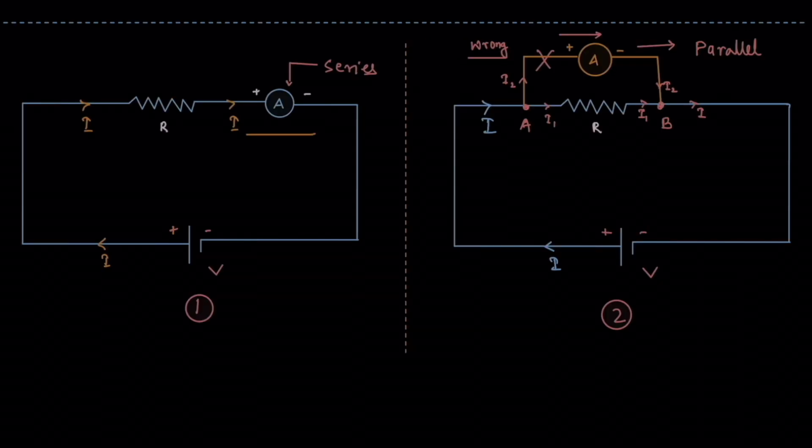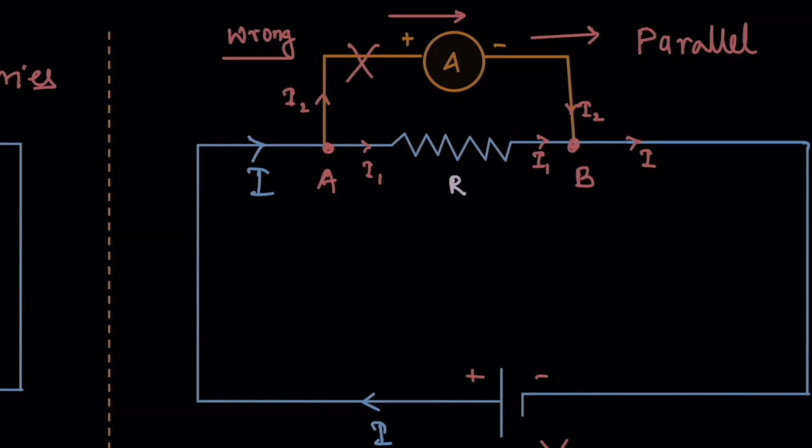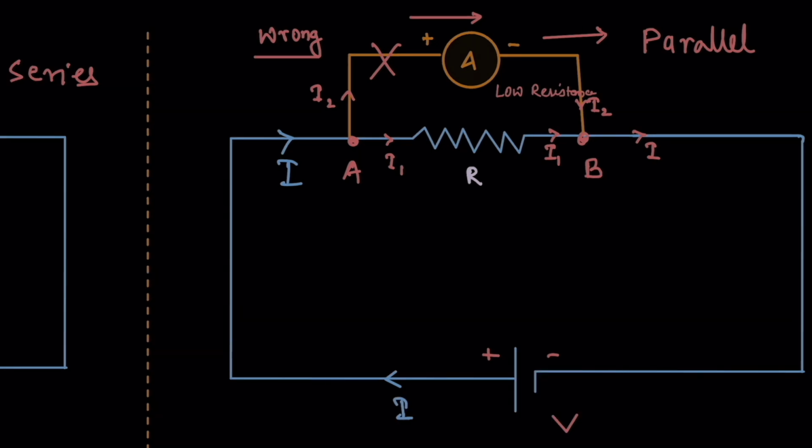Second point, if you compare I1 and I2, I2 magnitude is more than I1. As the ammeter has low resistance, most of the current will pass through the ammeter. So here the ammeter might get damaged. So this is also the second reason why we are not using the ammeter in a parallel arrangement. So we can note it down.